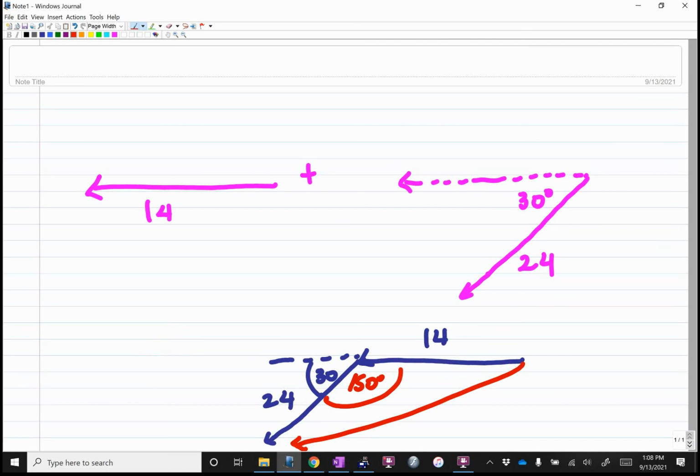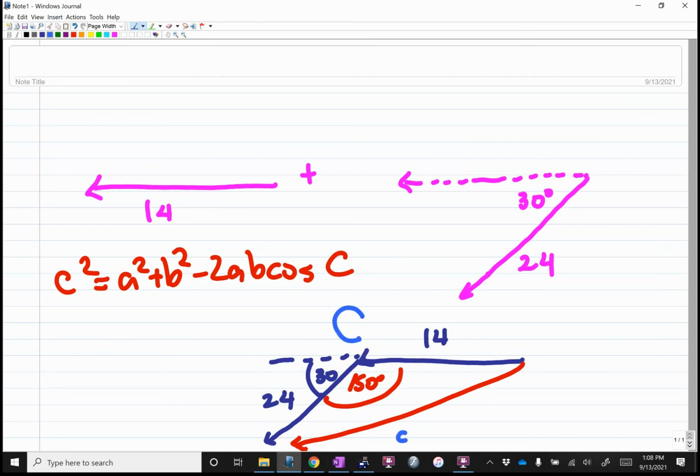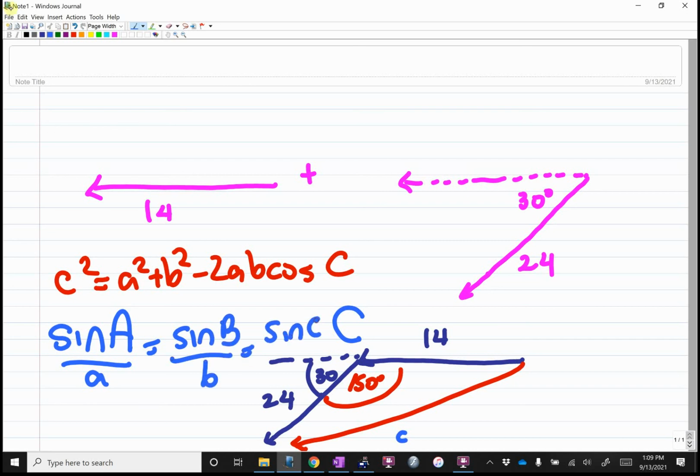There is something you can use here called the cosine law and the sine law. The cosine law says this: c squared equals a squared plus b squared minus 2ab cosine of big C, where that's big C and that's little c. And that totally works. And then you can use the sine law to find any missing angles. Sine of big A over little a equals sine of big B over little b equals sine of big C over little c. I'm ignoring your hand for a second.